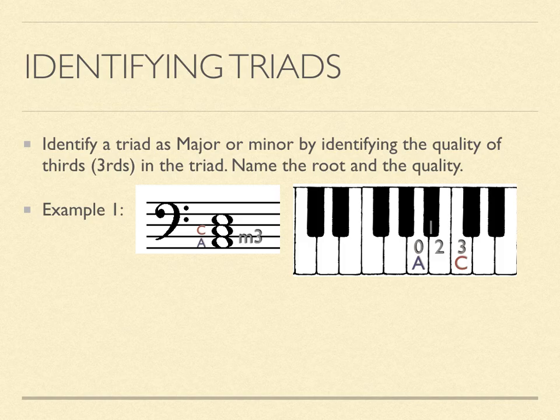Now, let's determine the quality between C and E. 0, 1, 2, 3, 4. That's a major third. So, since there is a minor third on the bottom, this is a minor triad. And since A is the root, we call it an A minor triad.